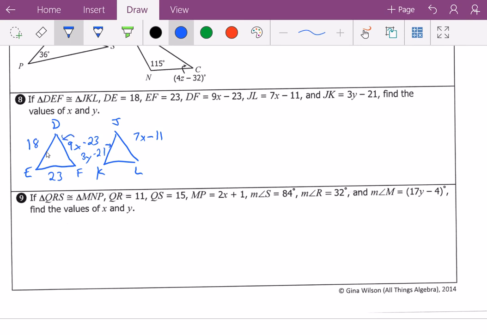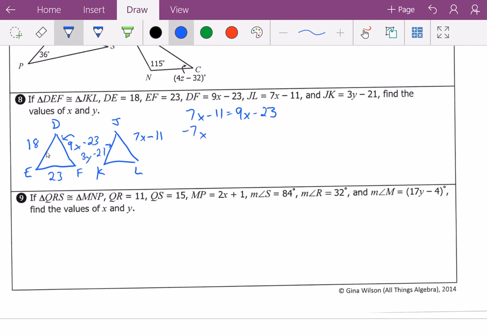Alright, so to find x and y, we have to set these up. So for x, the only ones that we have x in are DF and JL. Those would be congruent to each other because they are corresponding parts. Again, because of how I drew the triangles, the ones in the same spots are the corresponding ones. So we can just set these equal. So 7x minus 11 equals 9x minus 23.